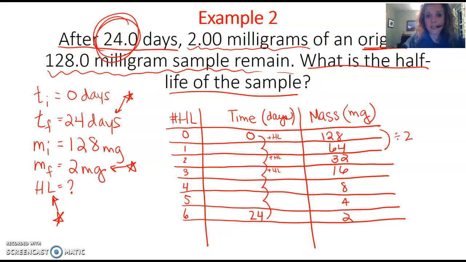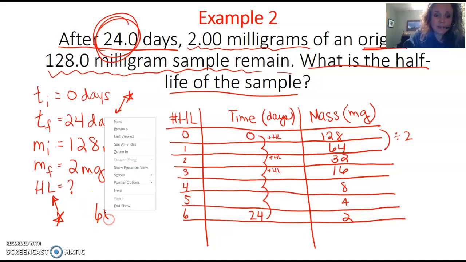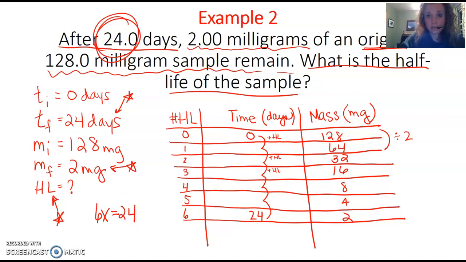So that means that some number added to itself 6 times gives me 24. Another way to express that is with an algebraic equation. 6 times some number equals 24. How do we solve for x? We have to divide both sides by 6, and x is 4, which in this case is 4 days. That is the half-life of the sample.